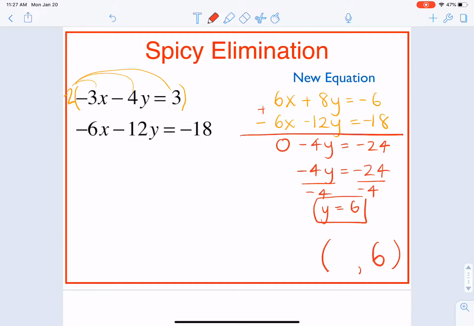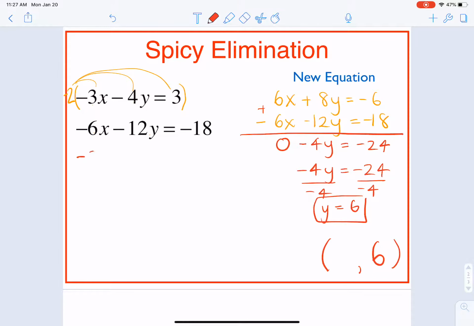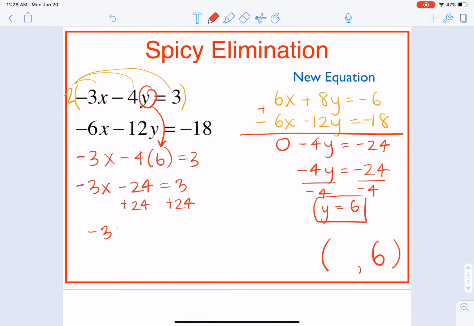So now what I can do is I can pick one of my two original equations. I'll pick the top one. Negative 3x minus 4 times 6 is equal to 3. And you'll notice that instead of writing y, I ended up writing 6. So negative 3x minus 24 is equal to 3. I'll go ahead and add 24 to both sides. So negative 3x is equal to 24 plus 3. That's going to give me 27.